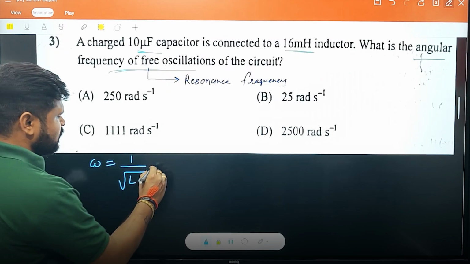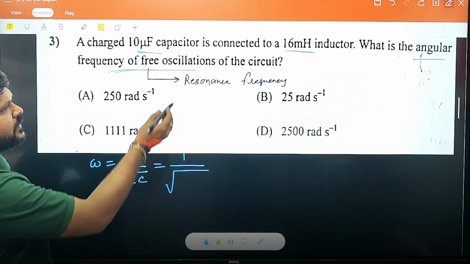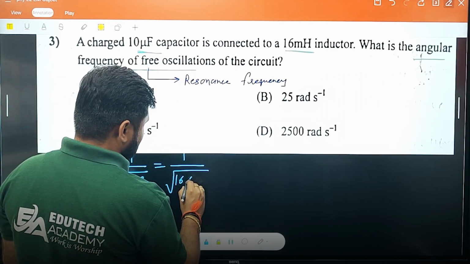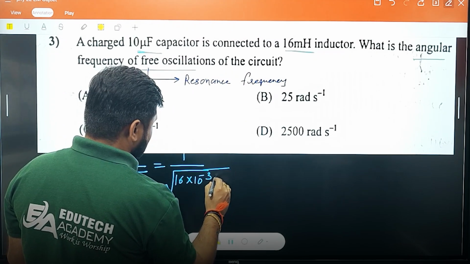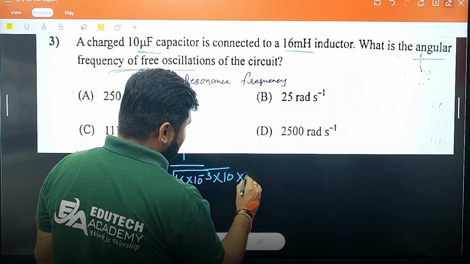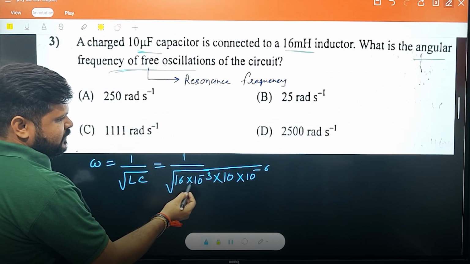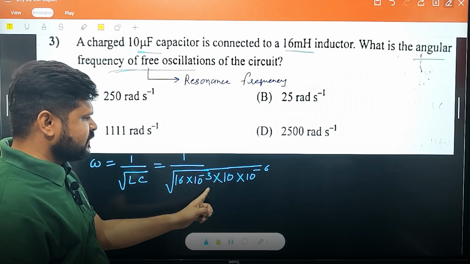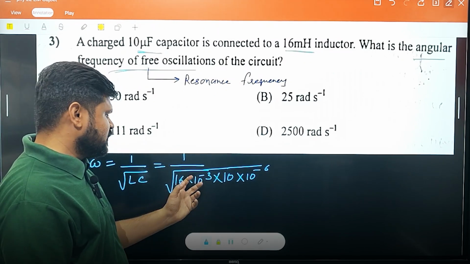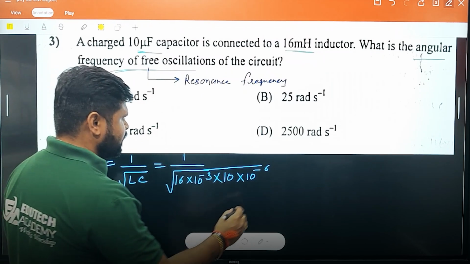Now just place the values. 1 upon root of L. What is the value of L? That is 16 millihenry, so 16 into 10 raised to minus 3. C is 10 microfarad, so 10 into 10 raised to minus 6. Now 16 into 10 is 160. Minus 3, minus 6, is minus 9. Just remove one 10 and add it here, so 10 to the power of minus 8.